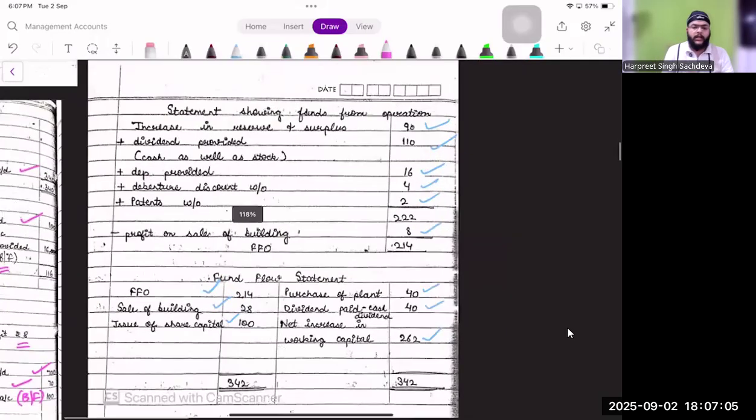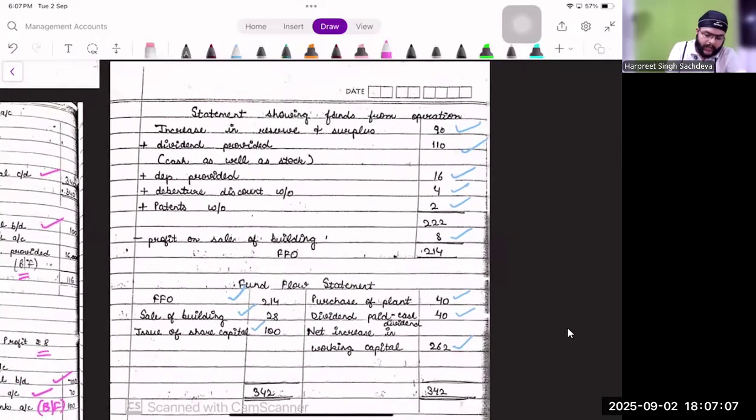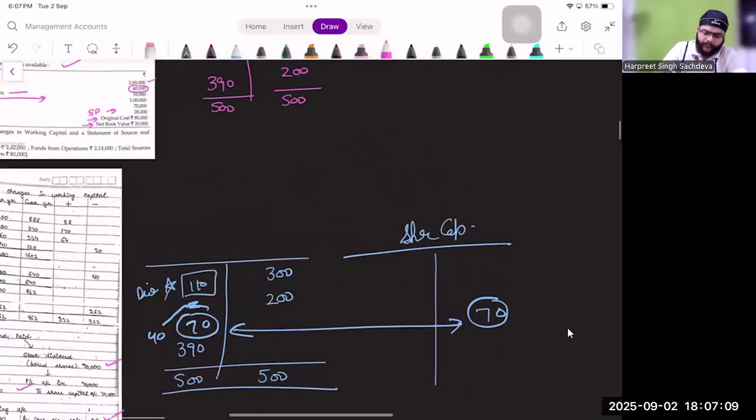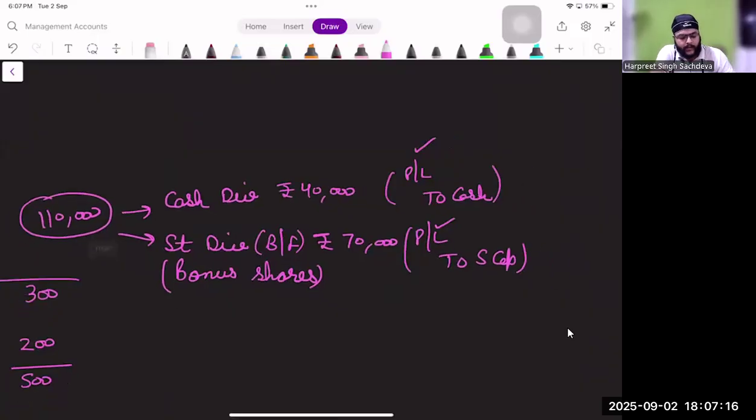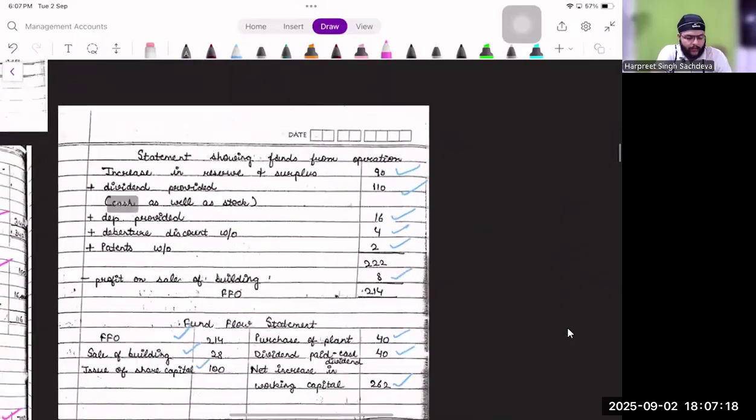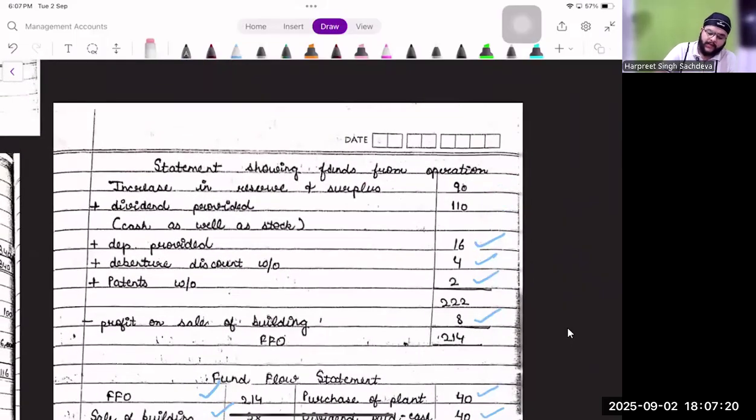Then ਜਿਹੜੀ ਵੀ ਚੀਜ਼ P&L ਨਾਲ ਲਿੰਕ ਹੁੰਦੀ ਰਾਜਾ, that will also form a part of FFO. So P&L account debit means add in FFO. So FFO ਦਾ ਦੇਖੋ increase in reserves and surplus ਆ ਗਿਆ ਸਾਡੇ ਕੋਲ ਸਭ ਤੋਂ ਪਹਿਲਾਂ. Then we are having dividend provided, cash as well as stock. ਦੋਨਾਂ ਦੇ debit ਚ profit and loss debit ਹੋਇਆ, you will add both. Depreciation provided is given, you will add.